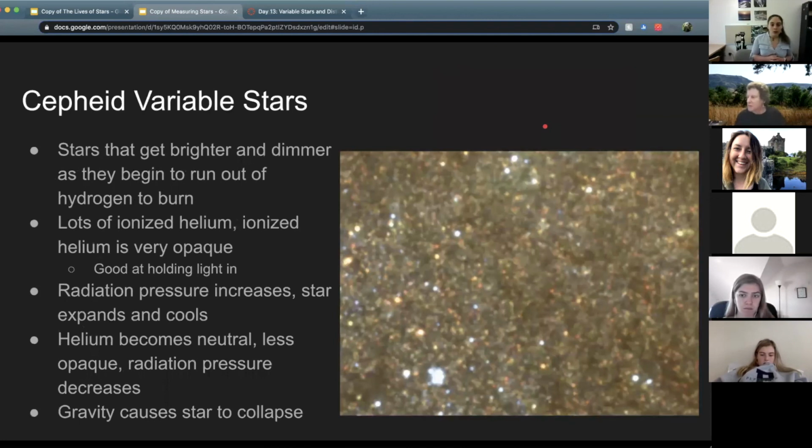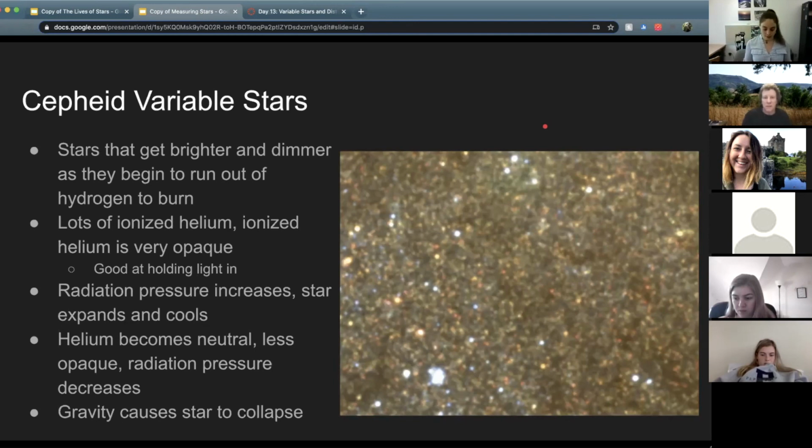One of the most useful kinds of variable stars is a type called Cepheid variable stars. These are stars that get brighter and dimmer as they age off of the main sequence. As they're running out of hydrogen to burn, the properties of their core are changing as they start to burn helium, and that causes them to start to pulse a little bit. They move out of hydrostatic equilibrium, so radiation pressure and gravity are no longer balancing, and they start to expand and contract. As they expand and contract, they change brightness, and they do this in a pretty regular way, which is really nice.